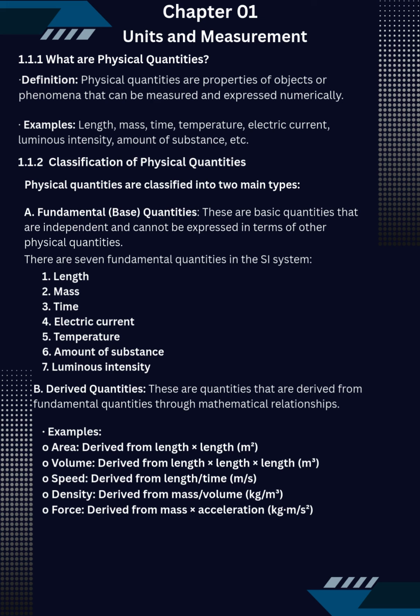Next, derived quantities. These are quantities that are derived from fundamental quantities through mathematical relationships. Examples: area, derived from length times length, meter squared; speed, derived from length over time, meter per second; density, derived from mass over volume, kilogram per cubic meter. Force, derived from mass times acceleration, kilogram meter per square second.